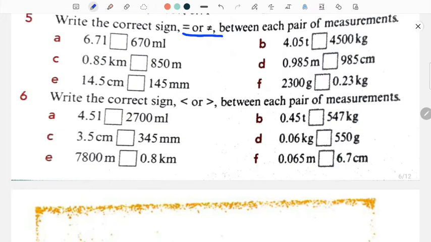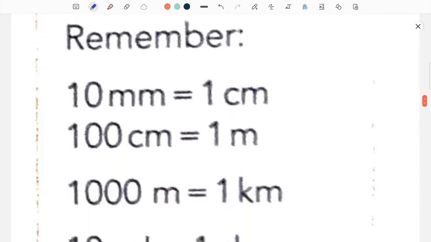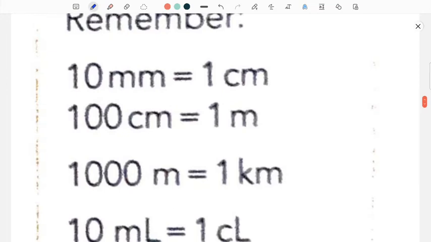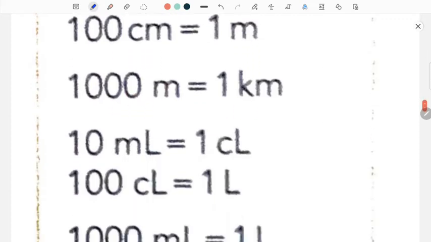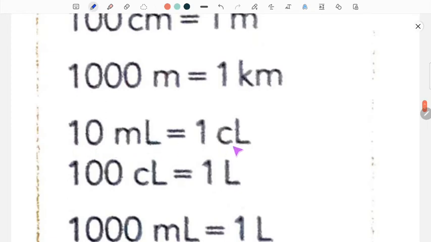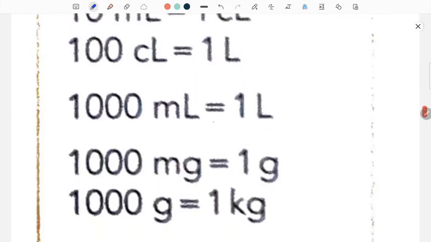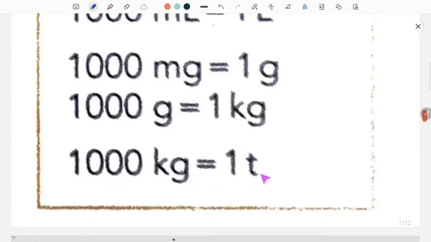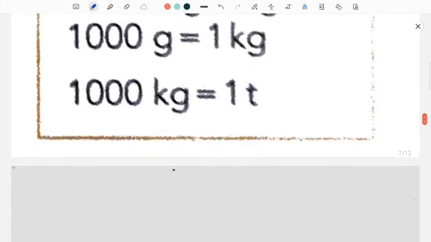Children, let us use the tip box to help you. A few conversions are given. 10 millimeter is 1 centimeter, 100 centimeter is 1 meter, 1000 meter is 1 kilometer, 10 milliliter is 1 centiliter, CL is centiliter, 100 centiliter is 1 liter, 1000 milliliter is equal to 1 liter, 1000 milligrams equal to 1 gram, 1000 grams equal to 1 kilogram, and 1000 kilogram is equal to 1 ton. T for ton.